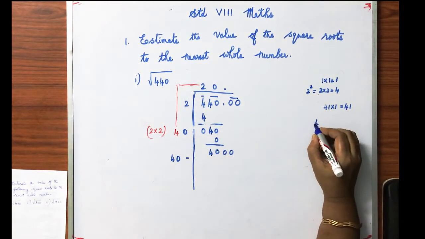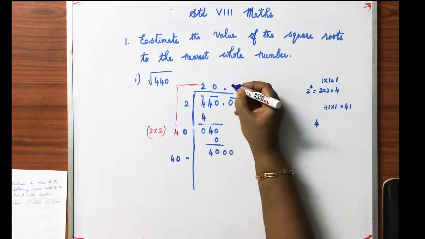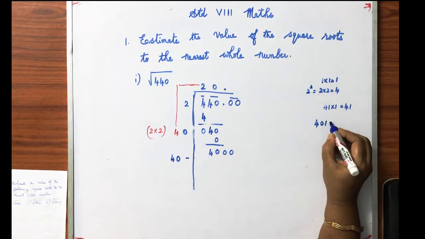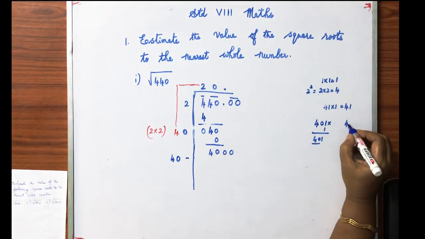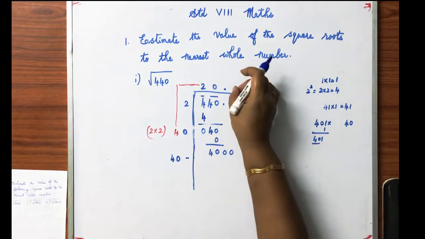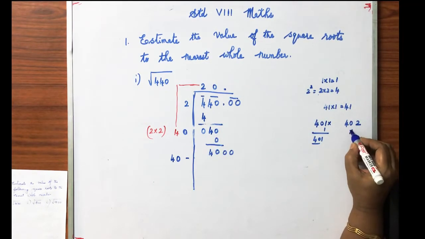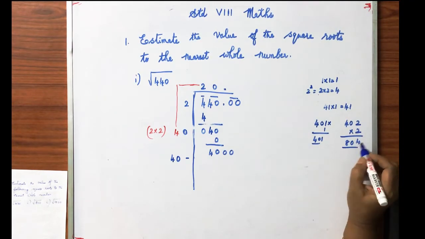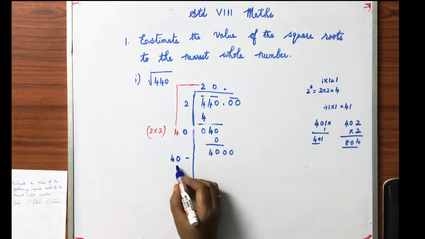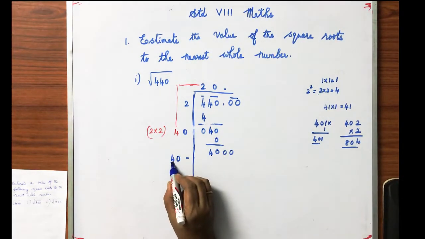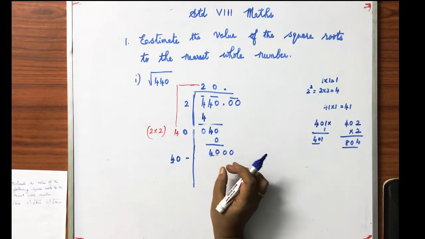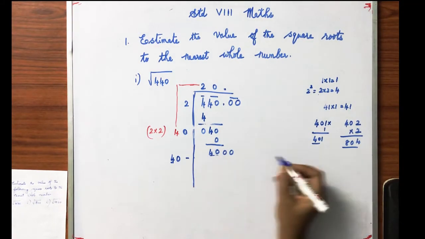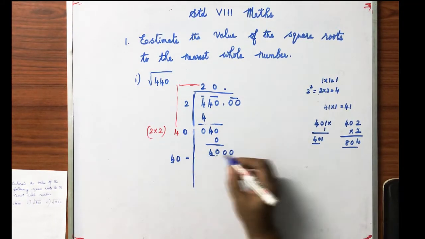So if you write 401, and suppose you write 1 here, on the top also we should write 1. So 401 into 1 becomes 401. Next we have to write 2 here. So on the top also 2, 402 into 2. So 2 2s are 4, 0 into 2 is 0, 4 2s are 8. Like that we have to find all the numbers. In an easy way, we can find it here: 4 is there, here 40. So 4 into 10 is 40.